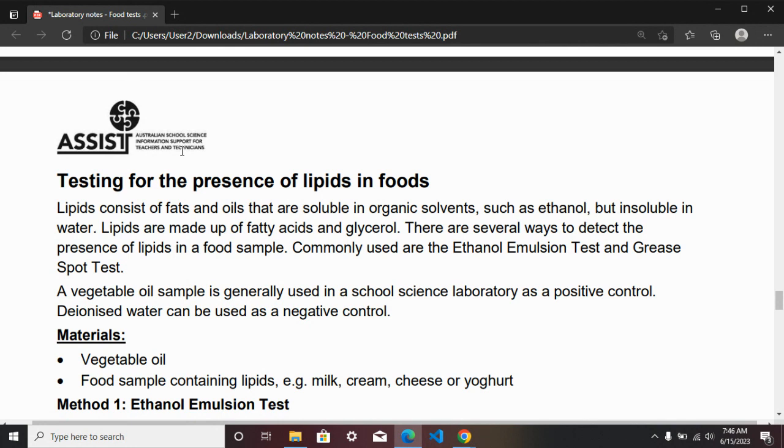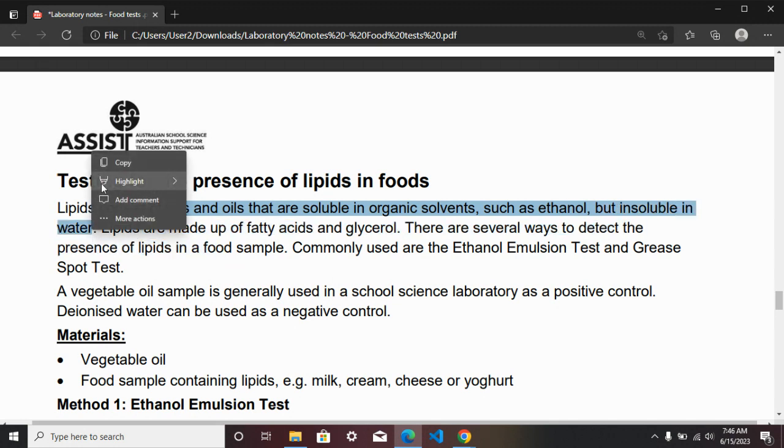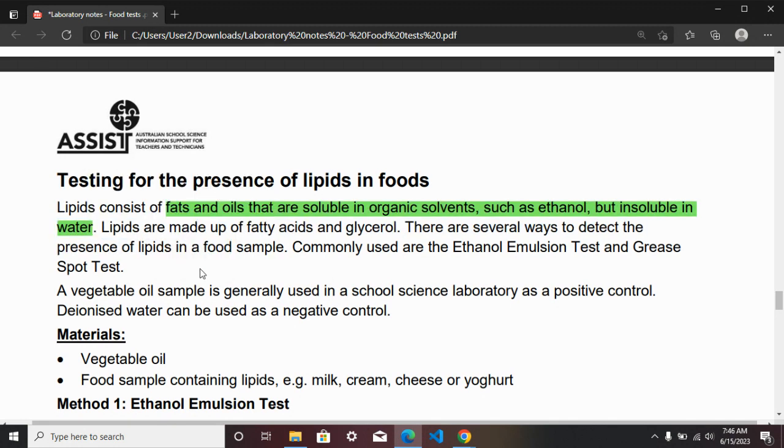Lipids are all things which contain oils. Actually, lipids are oils. They can be from cheese, they can be from vegetable oil, everything that is totally insoluble in water but soluble in some organic solvents. So lipids really consist of fats and oils that are soluble in organic solvents like ethanol but insoluble in water. We know that oils are not soluble in water.